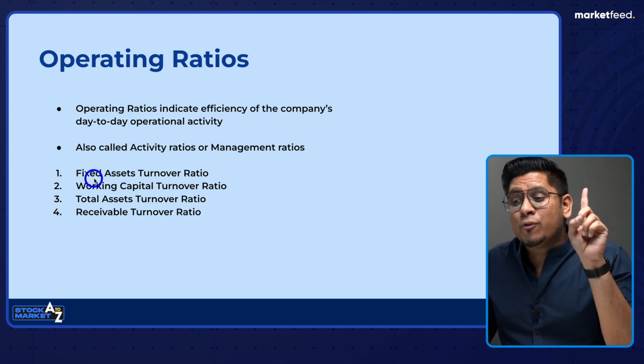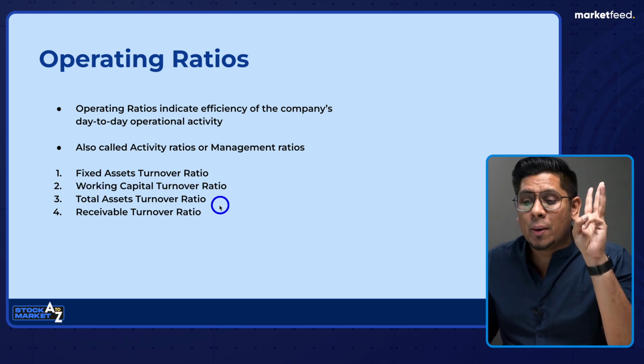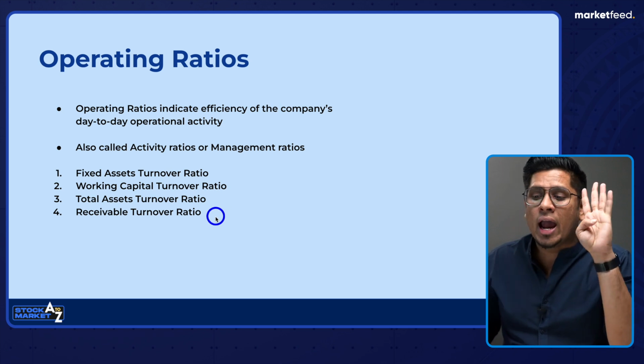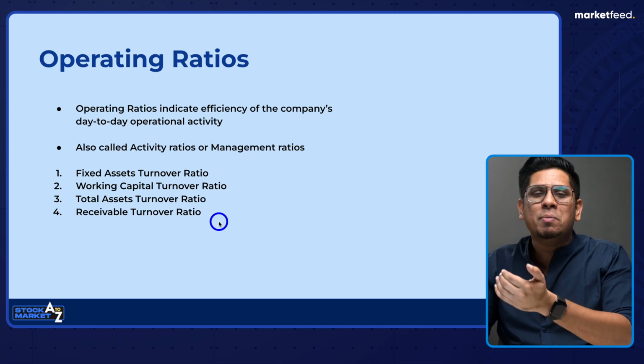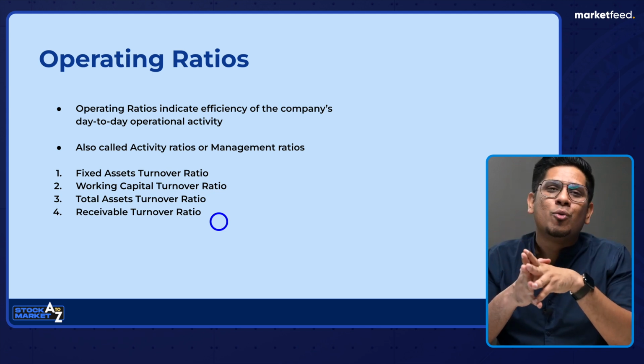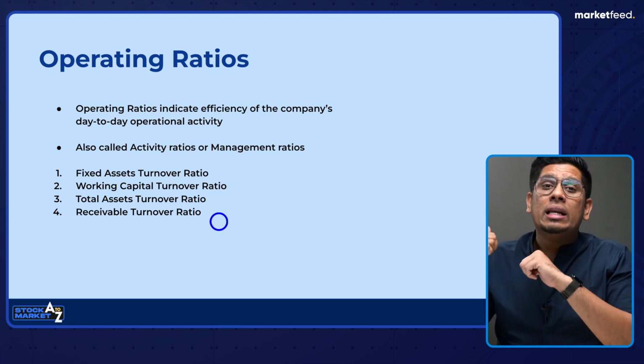Number 1 is fixed assets turnover ratio. Number 2, working capital turnover ratio. Number 3, total assets turnover ratio. And number 4, receivables turnover ratio. Now, I know the names here are a bit complicated, but when you actually hear what they are, you'll feel that they are even simpler than the financial ratios we learned earlier.